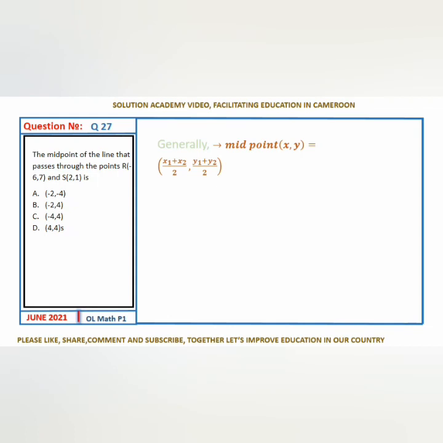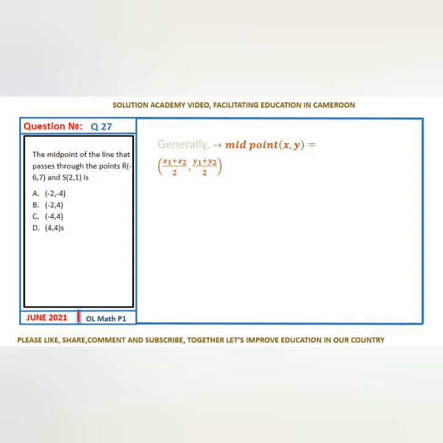I will not proceed from here without making you understand how to get your x1, your x2, your y1, your y2, because many students always get confused with this. So we're looking for the midpoint of two points, say R and S. So you have to see that this is the point R, and the first point, R, you can call it your x1.